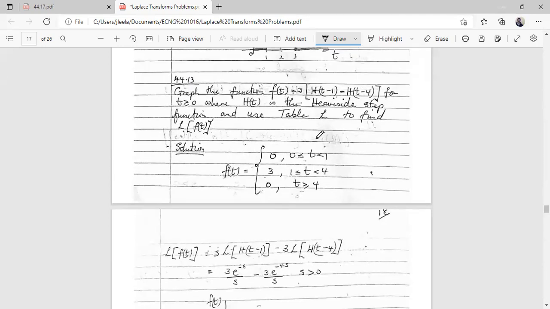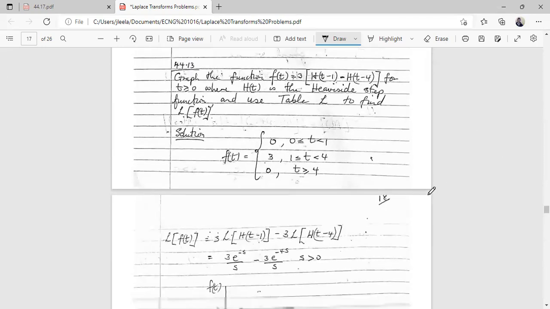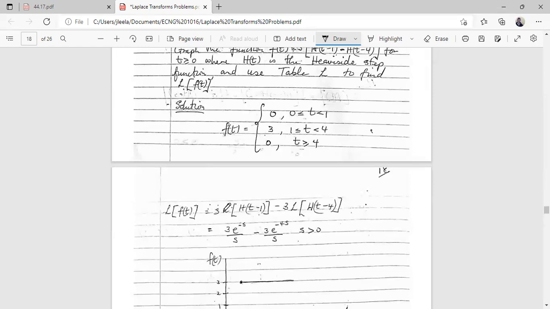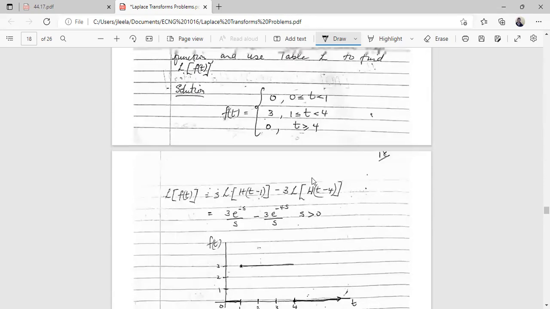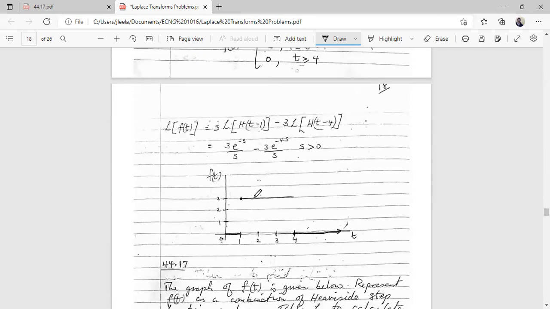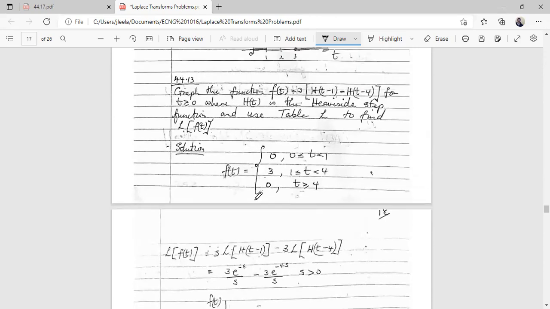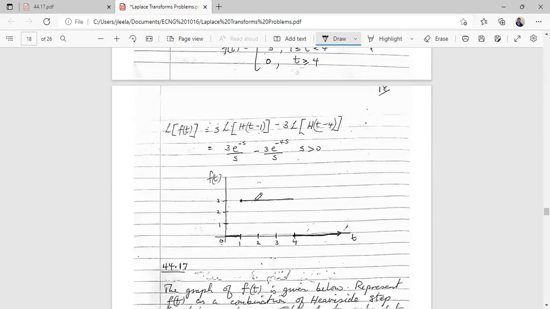Now you just have a constant here, so you don't have to expand the Heaviside here. It's just to work out 3 times the Laplace of h at t minus 1 minus 3 times the Laplace of h at t minus 4. So this is 3e to the minus s over s minus 3e to the minus 4s over s for s greater than 0. And this is the plot here of the function here.